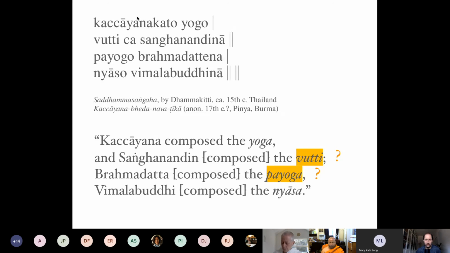Among the examples, there will be, again, our Upaguttena Baddho Maro. So if there is a problem with this Upaguttena Baddho Maro, that would belong to a section that is not the Vutti proper, but the Payoga. And this section was composed, according to this tradition, by someone called Brahmadatta.